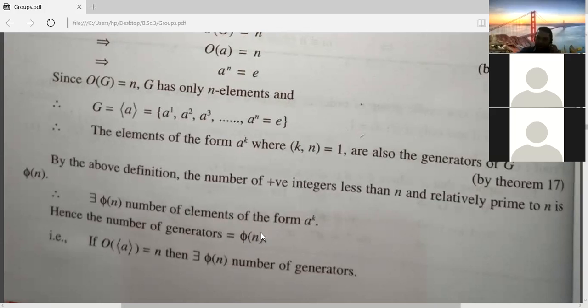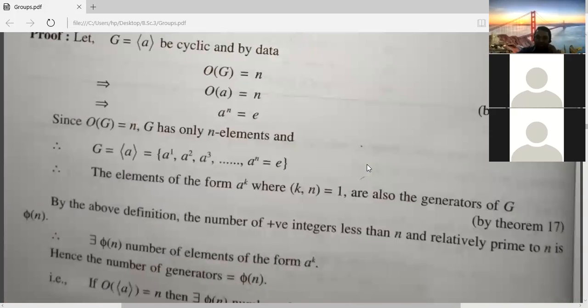Then there exist phi of n generators. You have to remember this statement: the elements of the form a to the power k, where gcd(k, n) equals 1, are also generators of the group.